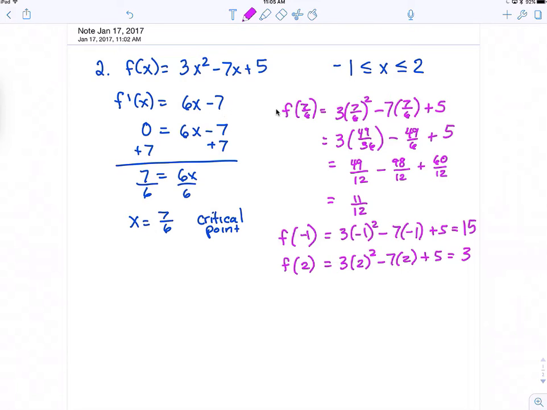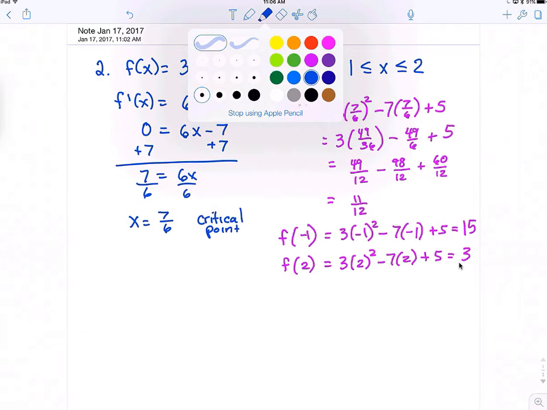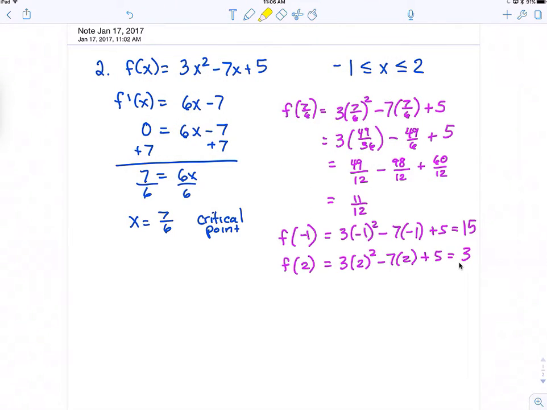Okay, so here's where we evaluated our f at the critical point. We get 11/12. At one endpoint, we got 15, and at the other endpoint, we got 3. So which one is our absolute minimum value? The absolute min is going to be here. Let's label that. So this is your absolute min. And it occurs at the x value what?